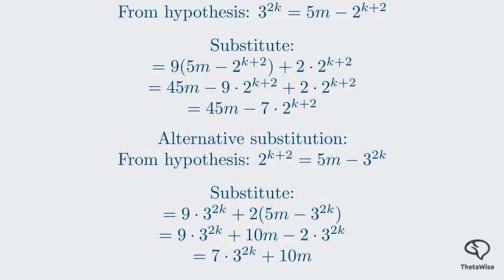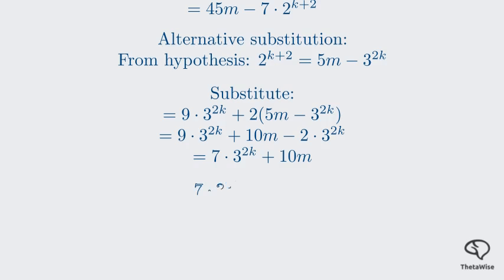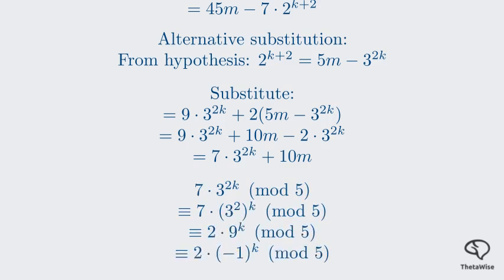We have a term 10m that's divisible by 5. Now we just need to show that 7 times 3 to the 2k is divisible by 5. Remember the property of modular arithmetic. 7 is congruent to 2 modulo 5, and 3 squared is 9, which is congruent to 4, or negative 1 modulo 5. So 7 times 3 to the 2k is congruent to 2 times negative 1 to the power of k. If k is even, this is 2. If k is odd, this is negative 2, or 3 modulo 5. So the expression is not always divisible by 5.